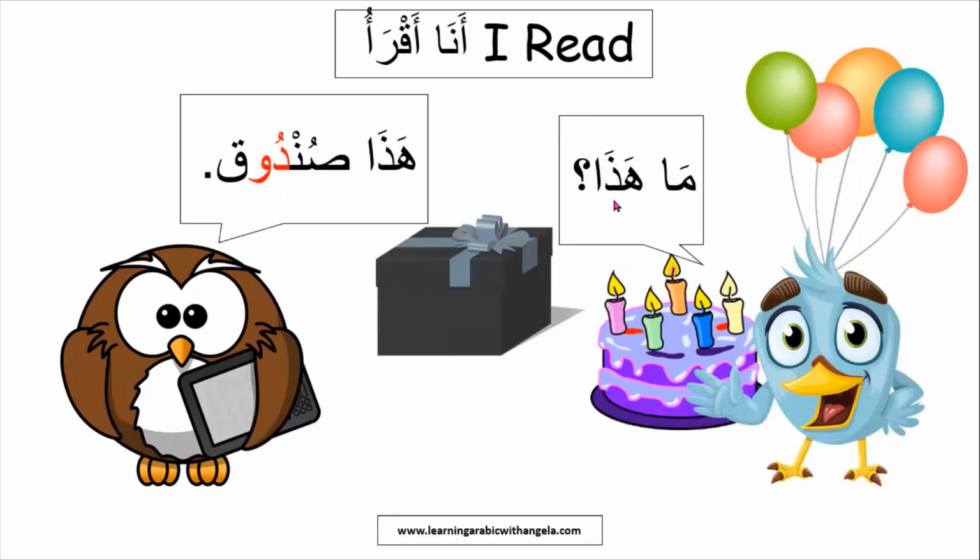ما هذا؟ What's this? هذا صندوق. So we're going to dissect the word. صندوق. Anytime we have no vowel, or sukoon, we pronounce it together with the letter before. So we take the letter before as well. Sun. It's going to be together. Sun. That's how we pronounce it. And then do. صندوق. هذا صندوق. This is a box.